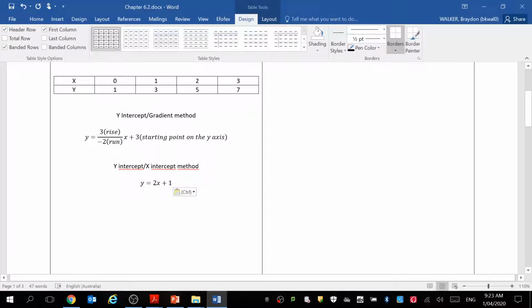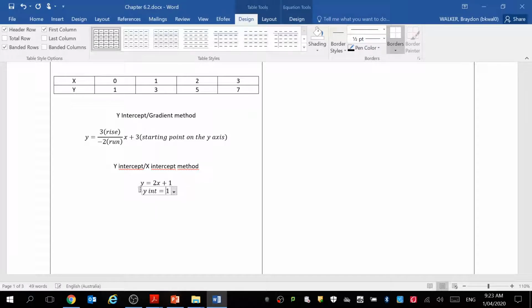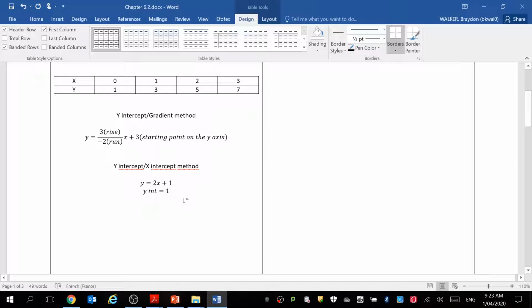Now, we know that the y-intercept was positive 1. You don't need to put the positive there, we're just going to write 1. No calculations needed for that, that's very easy to understand. We knew that because that's what I explained with y equals mx plus c. The c will always be your y-intercept value.